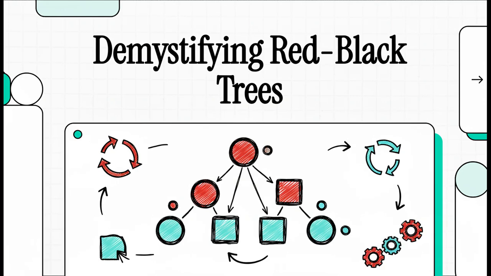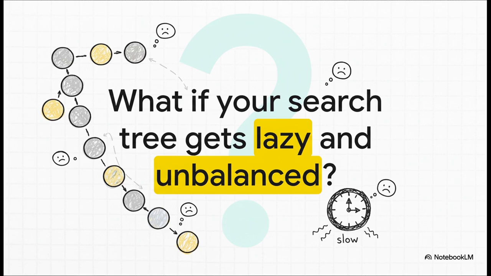Let's be real. When you're working with data, speed is everything. But what happens when a really fundamental data structure, the search tree, gets all bent out of shape and slows to a crawl? Well, today, we are demystifying its super elegant solution, the red-black tree. We're going to break down exactly how it guarantees you get high performance every single time. So let's kick things off with that very problem.